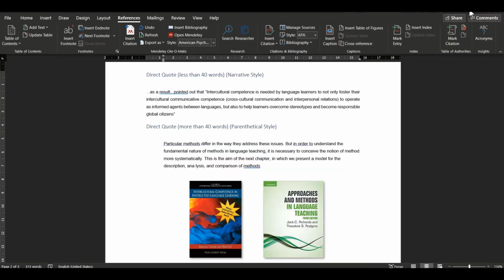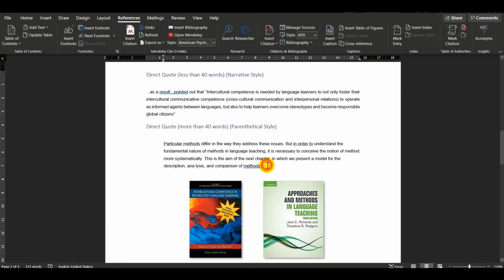Bearing in mind that we can have direct quotations, be aware that the APA established one rule for those quotations that have less than 40 words and another rule for those that have more than 40. In the case of a citation with more than 40 words, you have to isolate the citation in another paragraph.